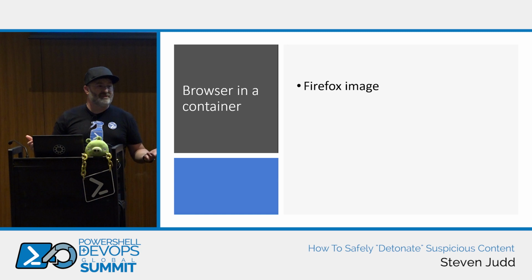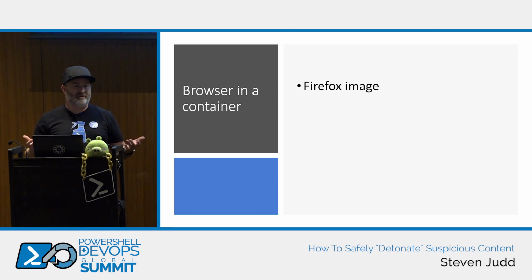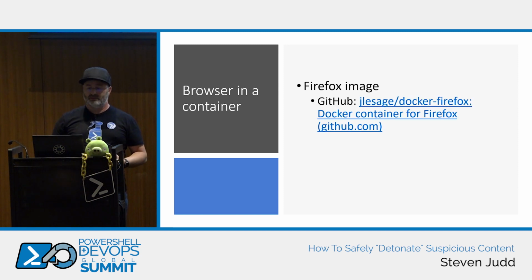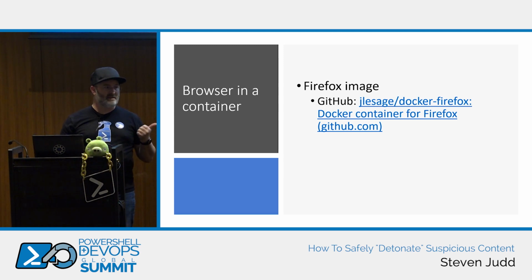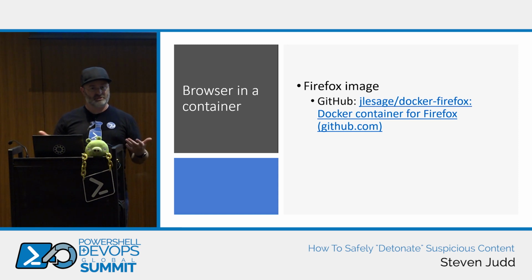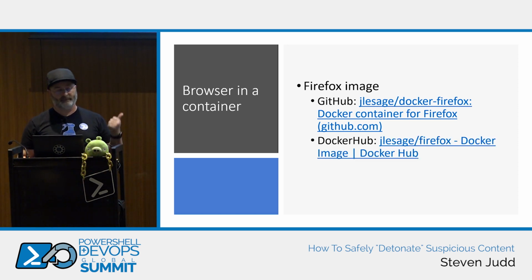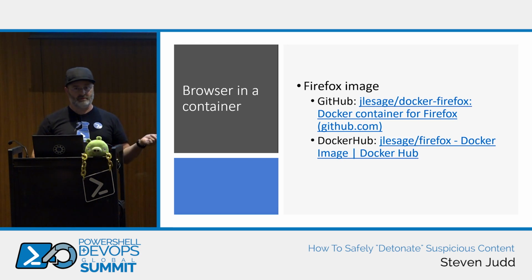Browser in a container. So it's a Firefox image. Security people like Firefox because it has built-in sandboxing. Yeah, okay. So here it is. The great thing about this particular image is you can go to the GitHub and you can see all the code. So if you don't like the base image, change it. If you don't like something in there, change it. If you say, I just want to see if it's good, all right, go read it. Perfect. They take that image and push it up to Docker Hub. That's how I get it.